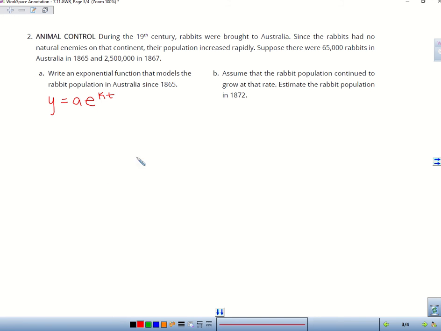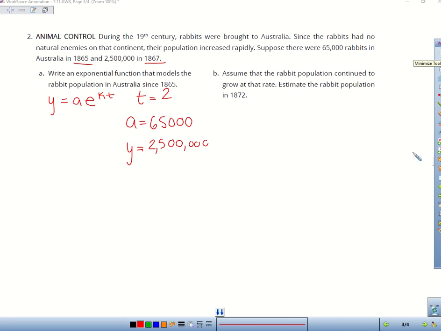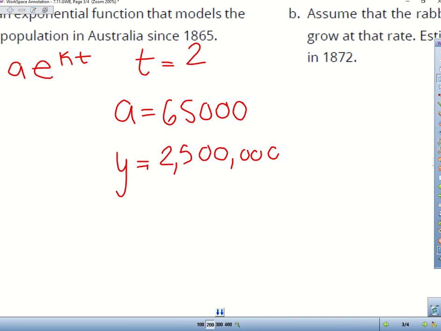So first thing we want to figure out is time. How many years have passed in this problem? 2 years. Good. How much did the population start with? Good. And what is the end population result as we're looking at it? Good, 2,500,000. Okay. So we have 3 variables. That's what you want. So you can plug in to solve for the 4th. That's always what's going to happen. You just may be solving for different variables each time.